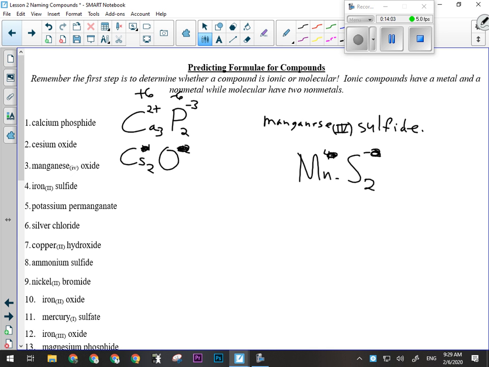Cs2O. When we drop and swap, can we get rid of the negative? Yes. Otherwise, you'd be saying, I have less than nothing of this stuff. I can't have -2 cesium atoms. So the negative and the positive come off, and we just use their absolute values.